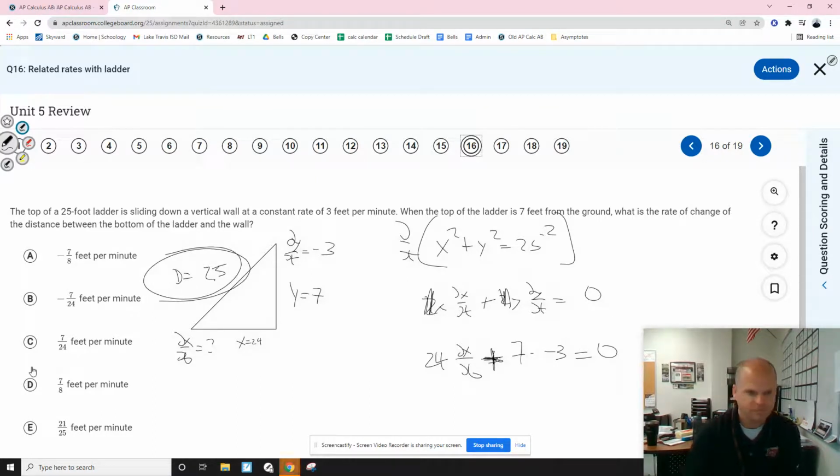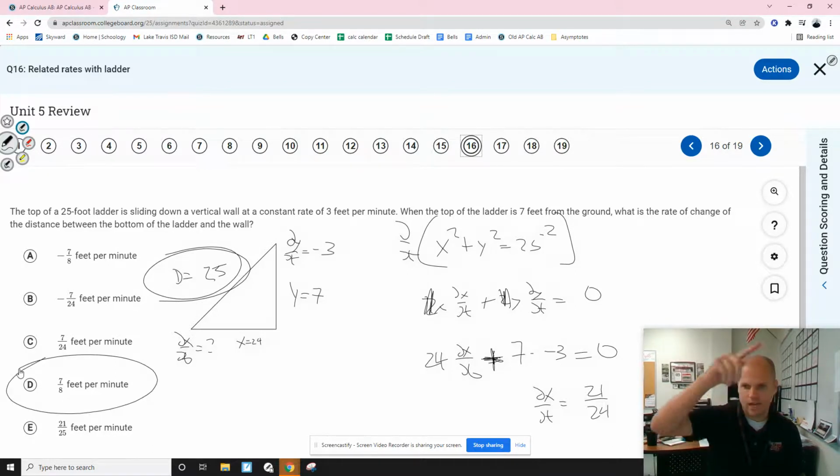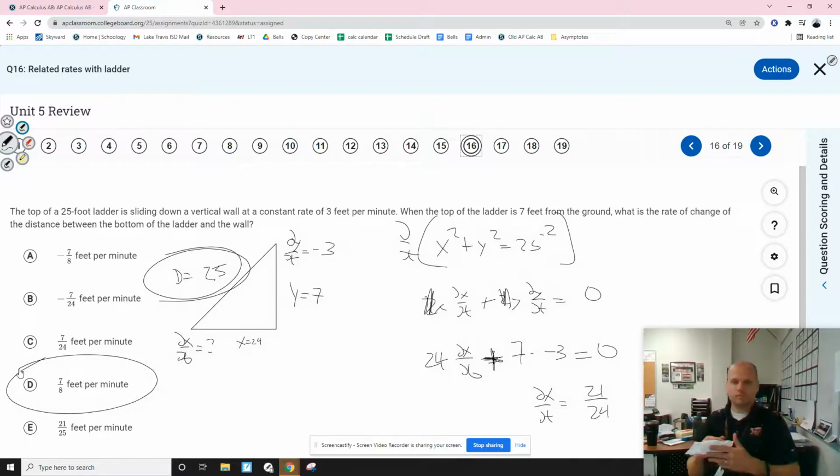But positive 21 over 24 can be simplified. Divide by 3, 7 eighths. You get all freaked out. You see all these 7s and these 24s, but you don't have to worry about it.